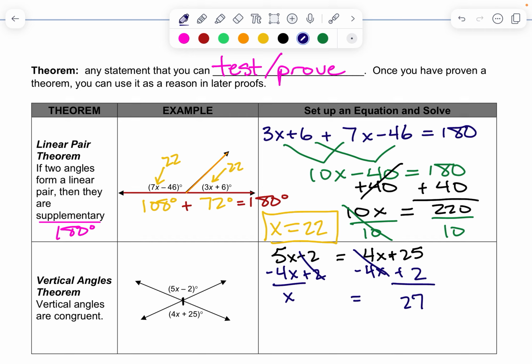Once I know that x equals 27, I can plug it in here or here. And I should get the same answer for both. So 5 times 27 is 135 minus 2 gives me 133. And 4 times 27 gives me 108 plus 25, which is 133. So these two angles are the same.